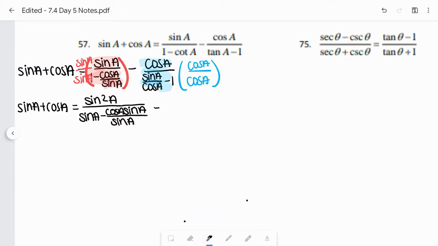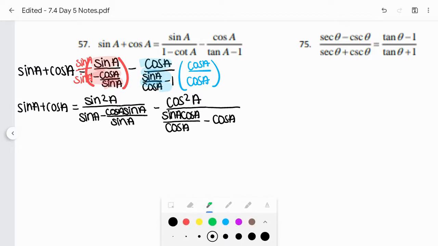Okay, so I've got minus cosine squared A all over sine A cosine A over cosine A minus cosine A. Okay, looks pretty complicated, but we can cancel a few things out. So what I want to cancel is going to be my sine of A here, and then my cosine A there. So if you notice, both of our denominators are going to be sine A minus cosine A.